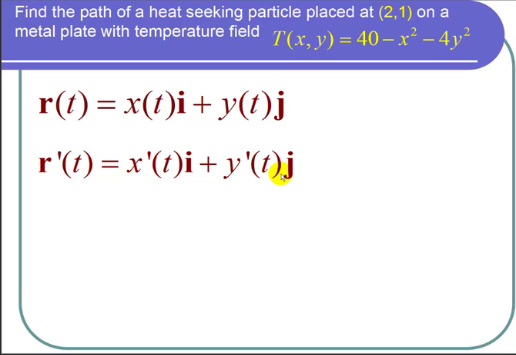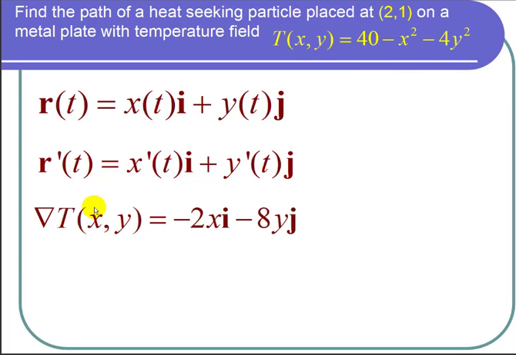Then I'm going to use a big theorem that says the gradient vector is in the direction of maximal increase, in this case of the temperature. So the gradient vector of T: the partial derivative of T with respect to x is negative 2x, and the partial derivative of T with respect to y is negative 8y. So the gradient of T(x,y) is equal to negative 2x i minus 8y j.